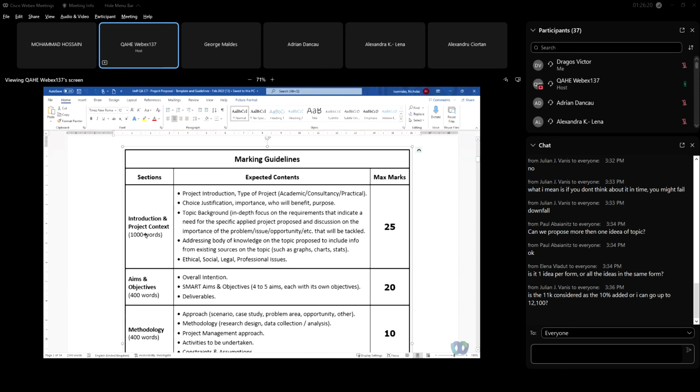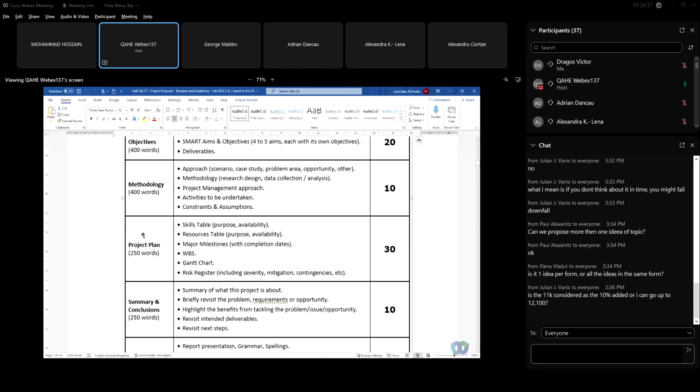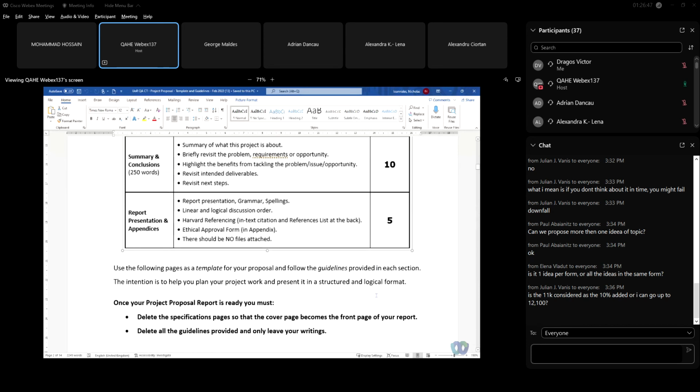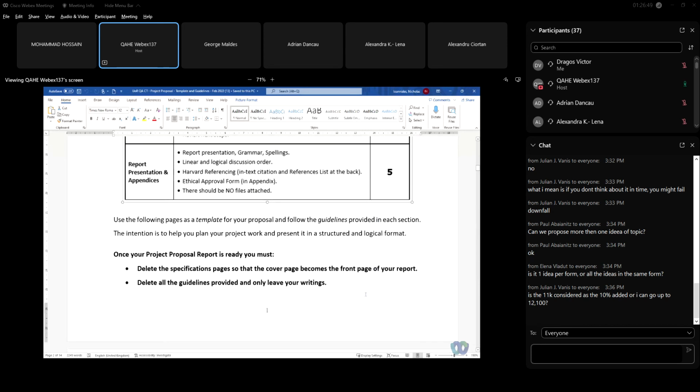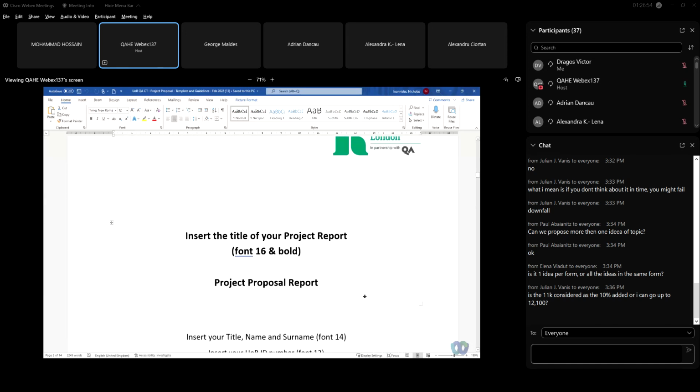For example, the first section, introduction and project context, around 1,000 words. It should include these things, and it has a 25 marks weight. Section 2, about 400 words, should have these things, and has a 20 marks weight. Okay, methodology, project plan, summary, they must each include whatever is there. And here is the weight, right? But now you come to the next page, the third page, and you have this in front of you.